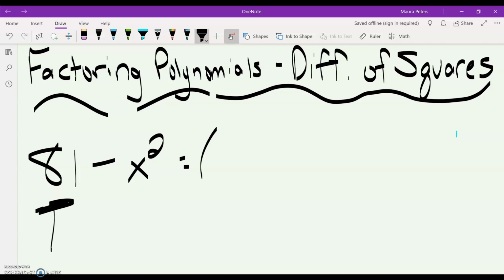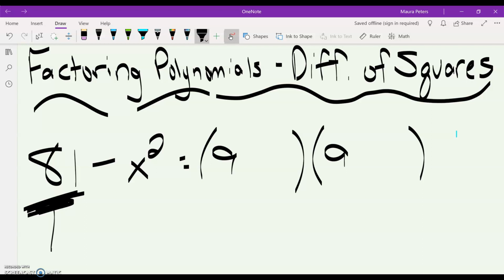We have the 81. So what we'll do is, because 81's first, we take the square root of 81, and that would be 9. Okay, plus, minus, like always, and then we take the square root of x squared, and the square root of x squared is just x. Okay, so we have 9 plus x, 9 minus x, and I'll FOIL this out just to show you what happens.